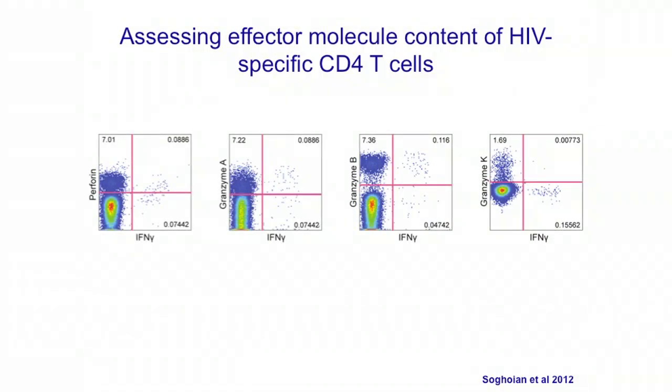So we now wanted to further characterize those HIV-specific CD4 cells. We were asking what is contained in those granules. So we looked at perforin expression, granzyme A, granzyme B, and granzyme K. There are a couple more granzymes, but these are the major ones. And we asked how those cytolytic CD4 T cells are characterized.